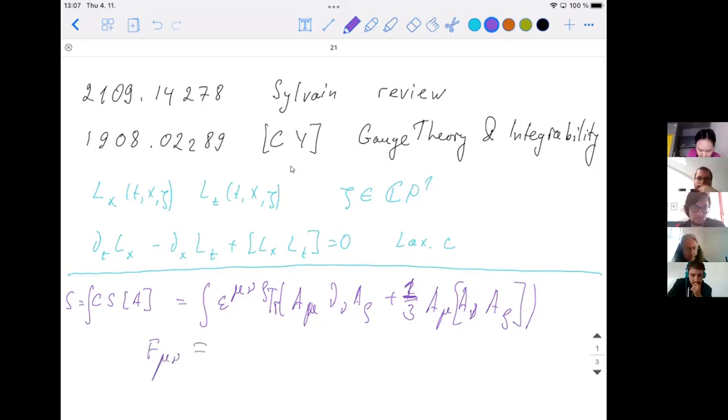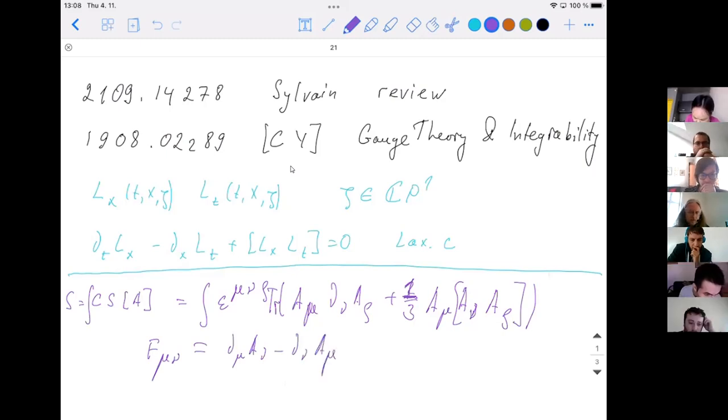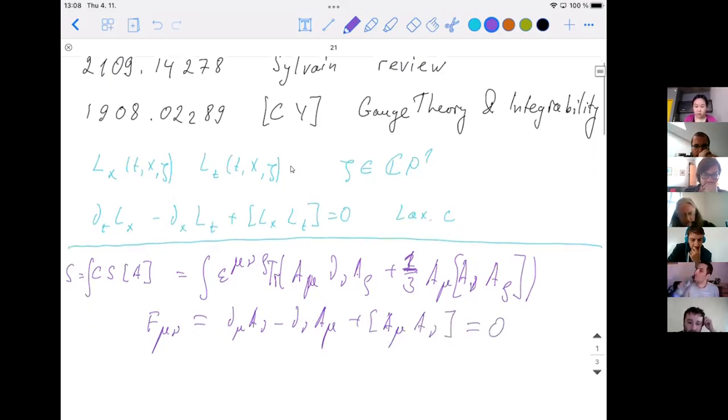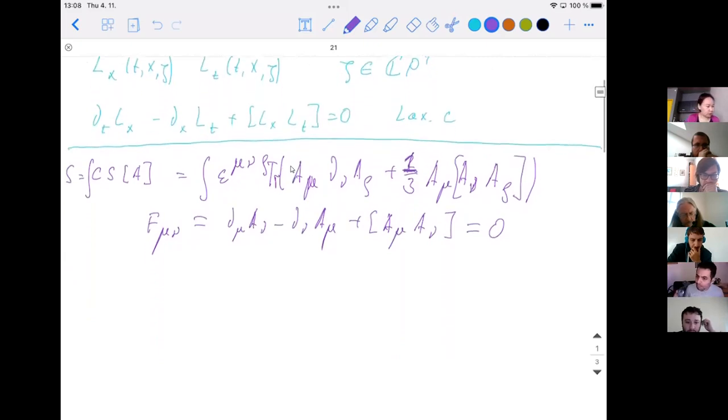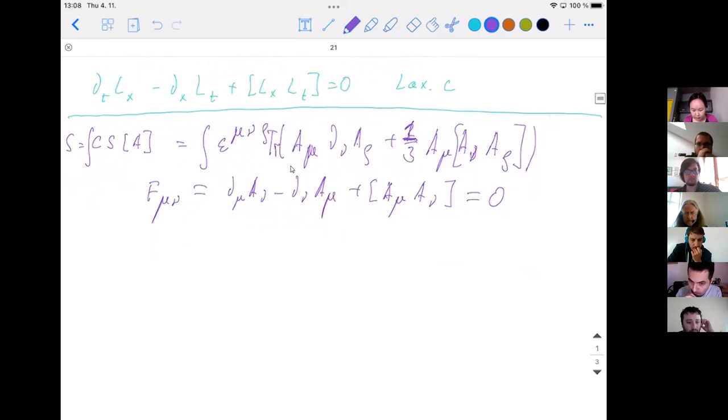Its equation of motion would be quite similar to this one. So we will have this, and this should be 0. So this is the equation of motion for the Chern-Simons theory, and it looks quite like this Lax connection.